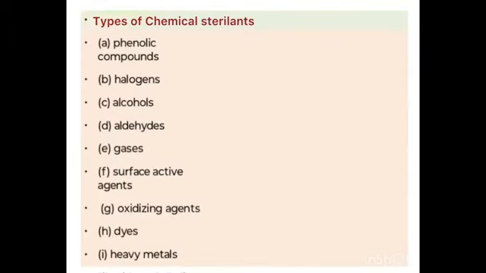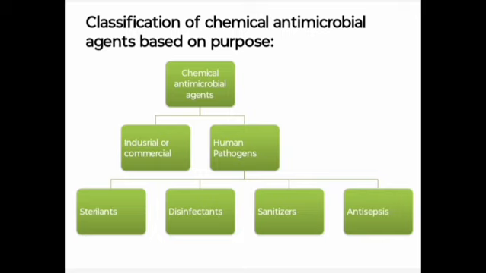Types of chemical sterilants: A. phenolic compounds. B. halogens. C. alcohols. D. aldehydes. E. gases. F. surface active agents. G. oxidizing agents. H. dyes. I. heavy metals. Chemical antimicrobial agents are classified into three main categories based on their purpose, which includes industrial or commercial and human pathogens. Chemical sterilants used for human pathogens are further classified into sterilants, disinfectants, sanitizers, and antiseptics.